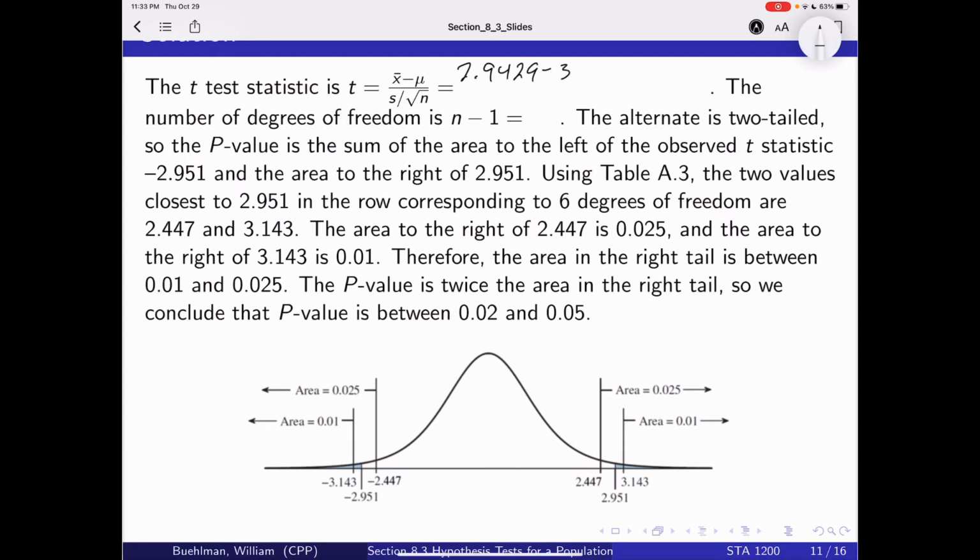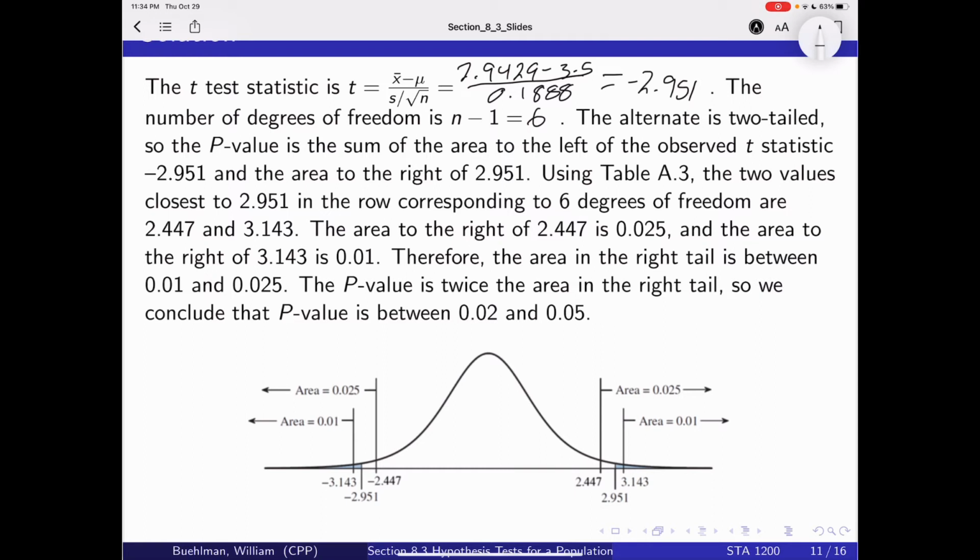The t-test statistic is 2.9429 minus 3.5 divided by 0.1888, which gives us negative 2.951. The number of degrees of freedom is the sample size minus 1, so 7 minus 1, which is 6. The alternative is a two-tailed test.